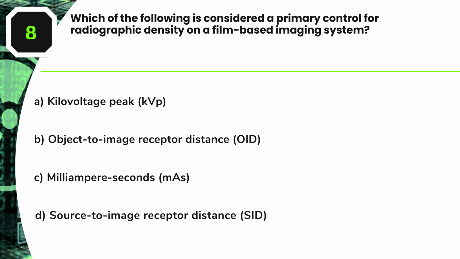Question 8. Which of the following is considered a primary control for radiographic density on a film-based imaging system? A. Kilovoltage peak, kVp. B. Object to image receptor distance, OID. C. Milliampere seconds, mAs. D. Source to image receptor distance, SID.